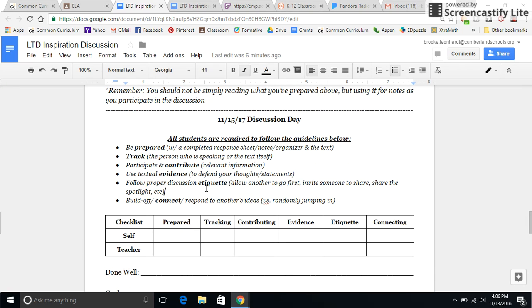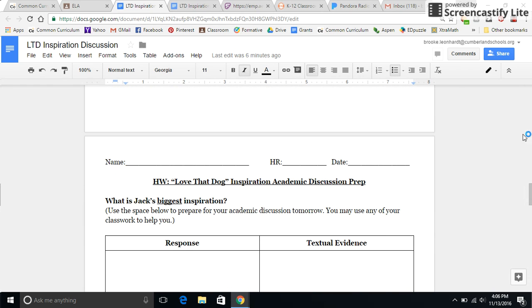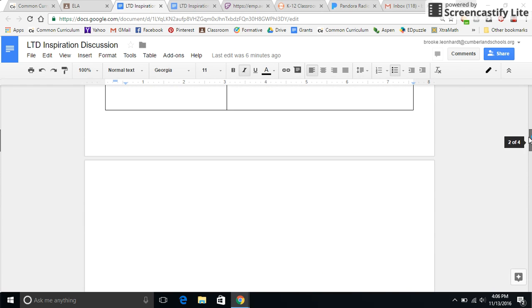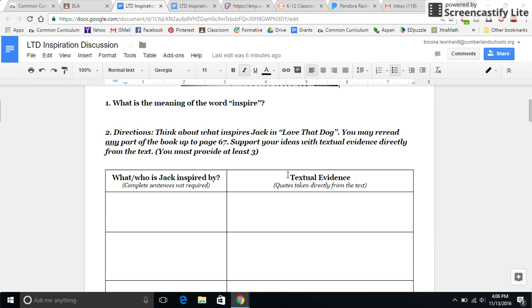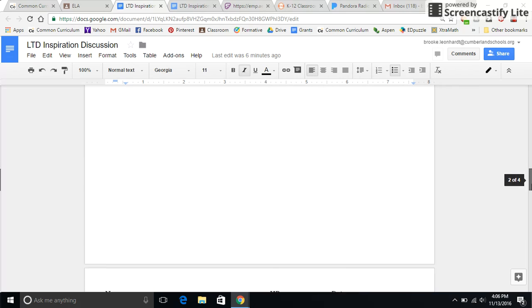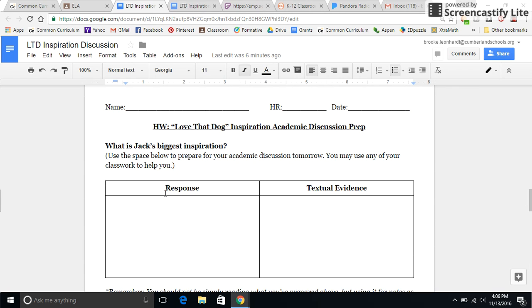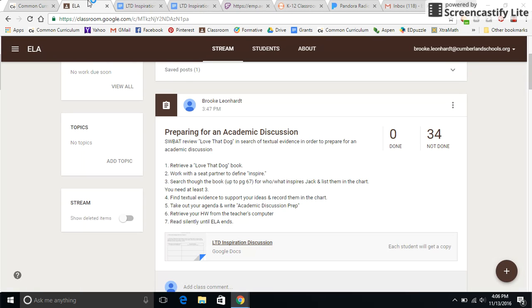You also need to follow proper discussion etiquette and build off or connect to others' ideas. So again, your goal for today is to simply work on partner work and figuring out what or who inspires Jack. And then your homework for tonight is to choose what do you think is the biggest inspiration for Jack. And if you finish, you may read silently.